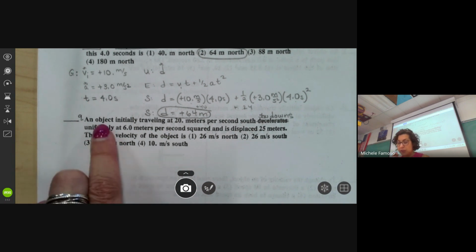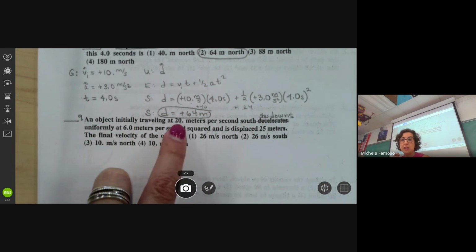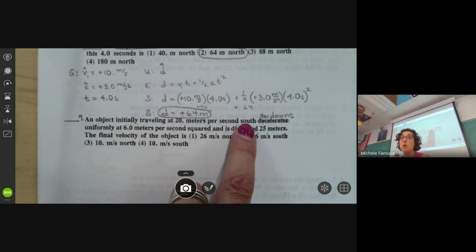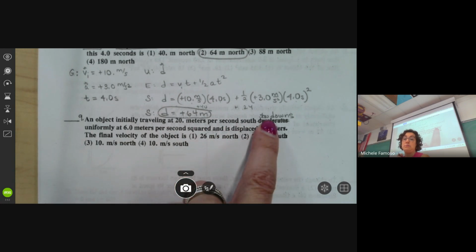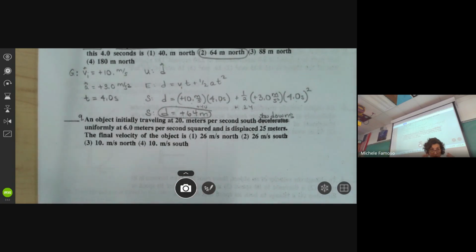Okay? So this object is initially going at 20 meters per second to the south and slowing down. What's the direction of your velocity after you slow down? So I want you to think about it. You're driving on the Northway going south, from here going towards Crossgates Mall. You step on your brake to slow down. Which way is your car headed after you step on the brake?